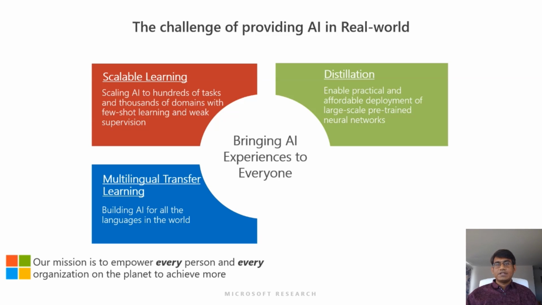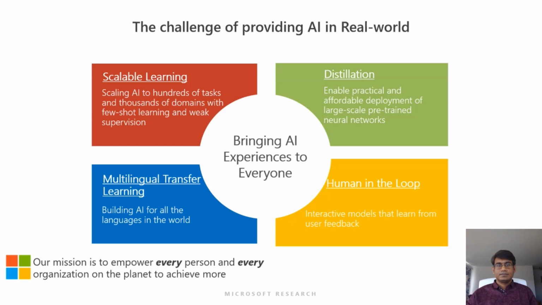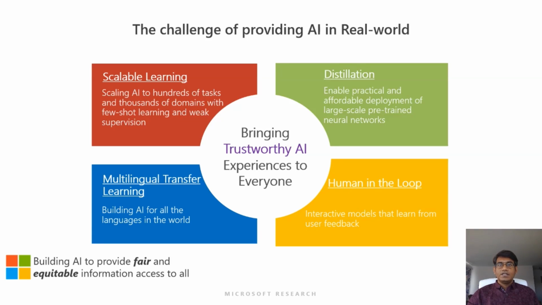Multilingual transfer learning helps us scale these models to hundreds of different languages with a particular focus on low-resource ones. And finally, interactive learning with human in the loop for course correction when the model makes a mistake. Last but not the least, we want to build robust and trustworthy models that provide fair and equitable information access to all. In the upcoming slides, I will give you a brief overview into each of these different dimensions, particularly focusing on scalable learning and knowledge distillation.